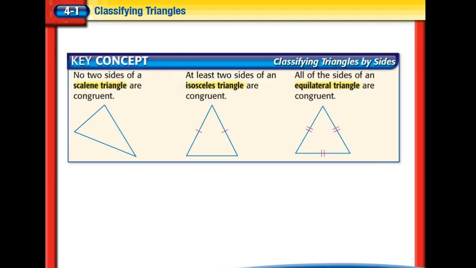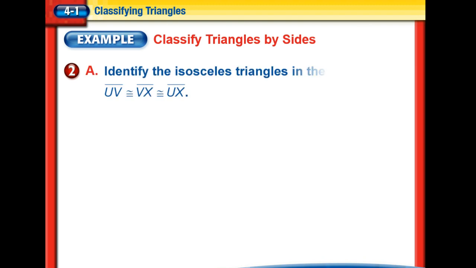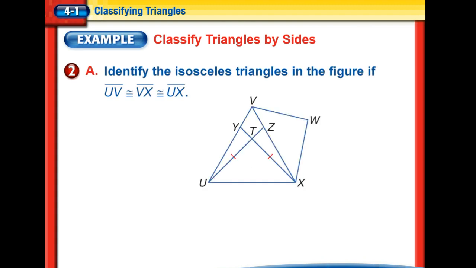Okay, the next idea is classifying triangles by the sides. Again, a scalene triangle, none of the sides are congruent. Isosceles, 2 sides of the triangle are congruent, and equilateral, all 3 sides are congruent. So classify triangles by the sides. In this crazy looking picture, they want us to decide which triangles are the isosceles triangles.